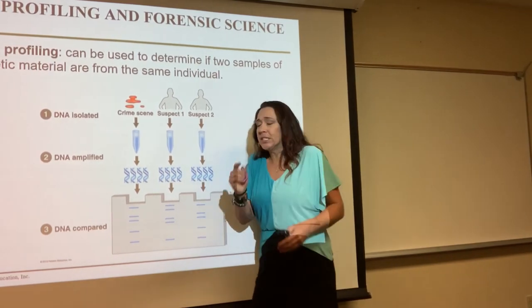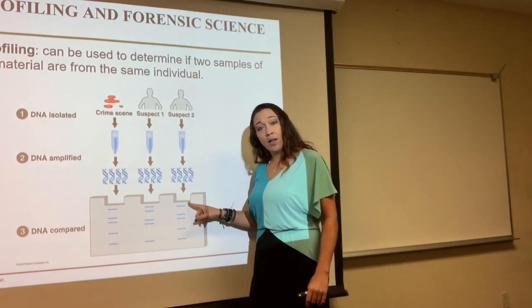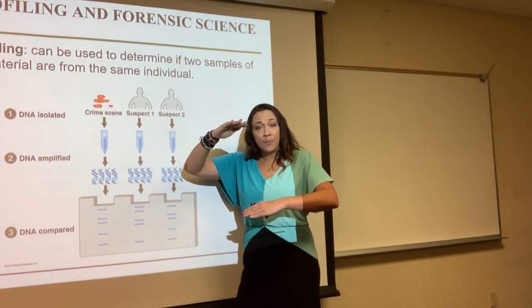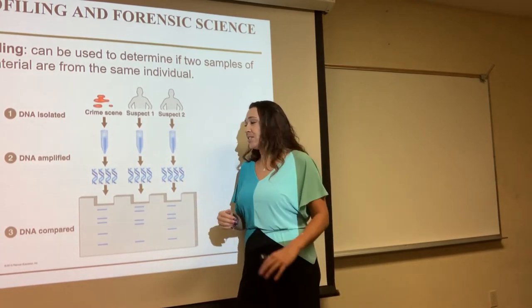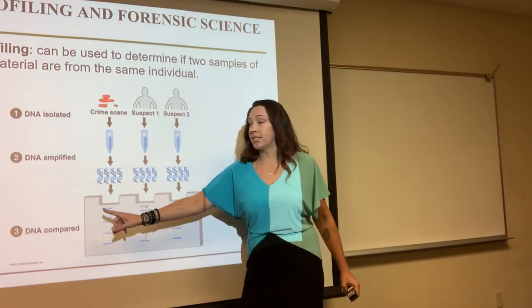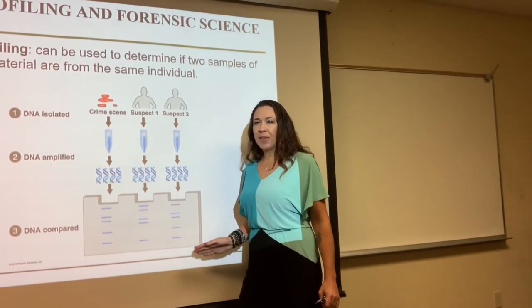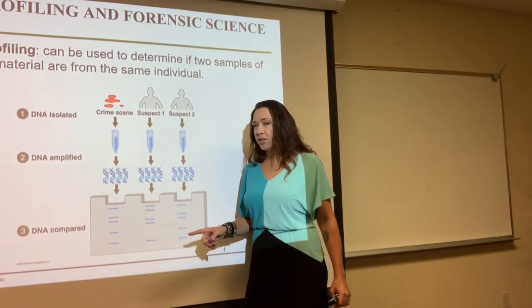We chop it up into those little tiny segments and put each of those DNA segments into the wells. The gel electrophoresis runs, and the electrical current separates the DNA based on size. Then all you have to do is match the crime scene to one of the suspects. Looking at this, which suspect do you think committed the crime? Suspect one or suspect two?